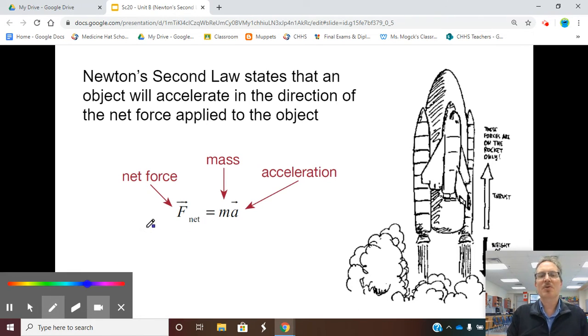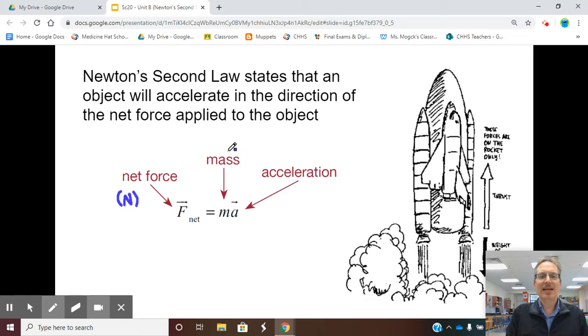So what I want to do is remind you of the units for these. So force is again going to be measured in newtons. Mass is again going to be measured in kilograms, and acceleration is meters per second squared. I will point out that acceleration will be a vector quantity, and force will also be a vector quantity.